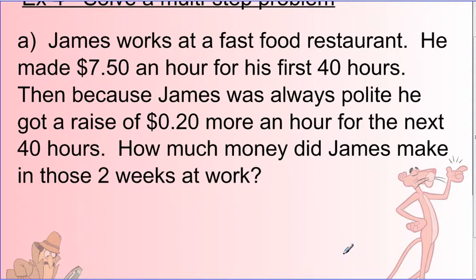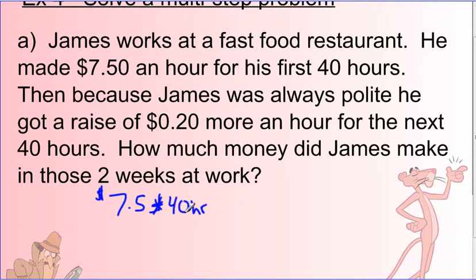So it says here, James works at a fast food restaurant. He made $7.50 an hour for his first 40 hours. Okay, little hint. Anytime you have repeated addition, something that you'd be adding like 7.5 40 times, that's multiplication. So he made 7.50 times 40 hours. Now, I don't know if this is exactly what I have to do, but it sounds right, and I'm putting down my thoughts. So for 40 hours times that, that's how much money he would make in those 40 hours. Okay, continue reading.